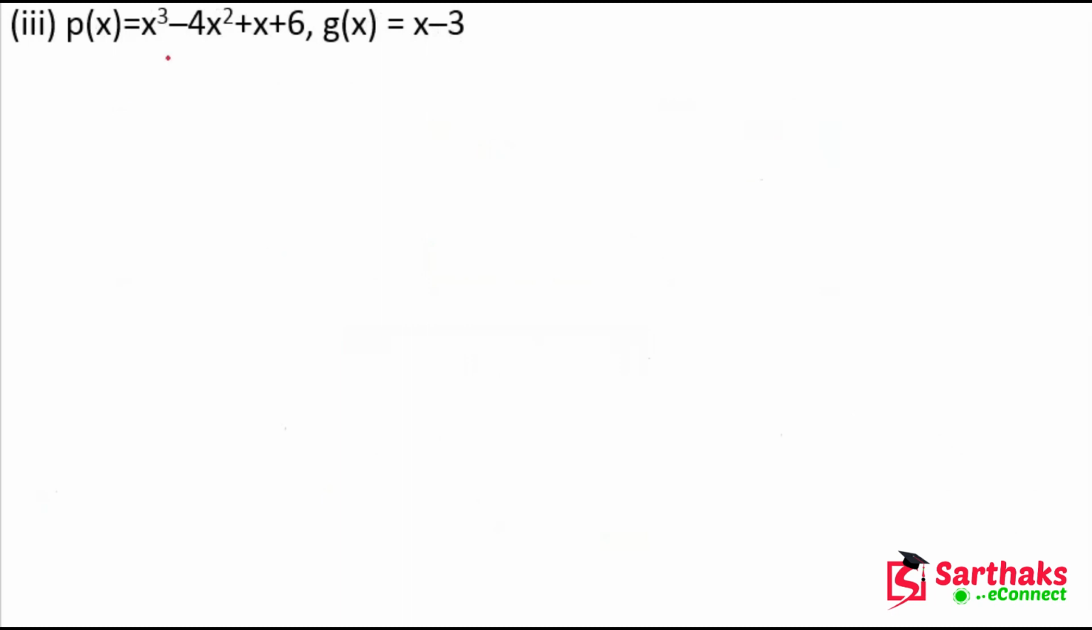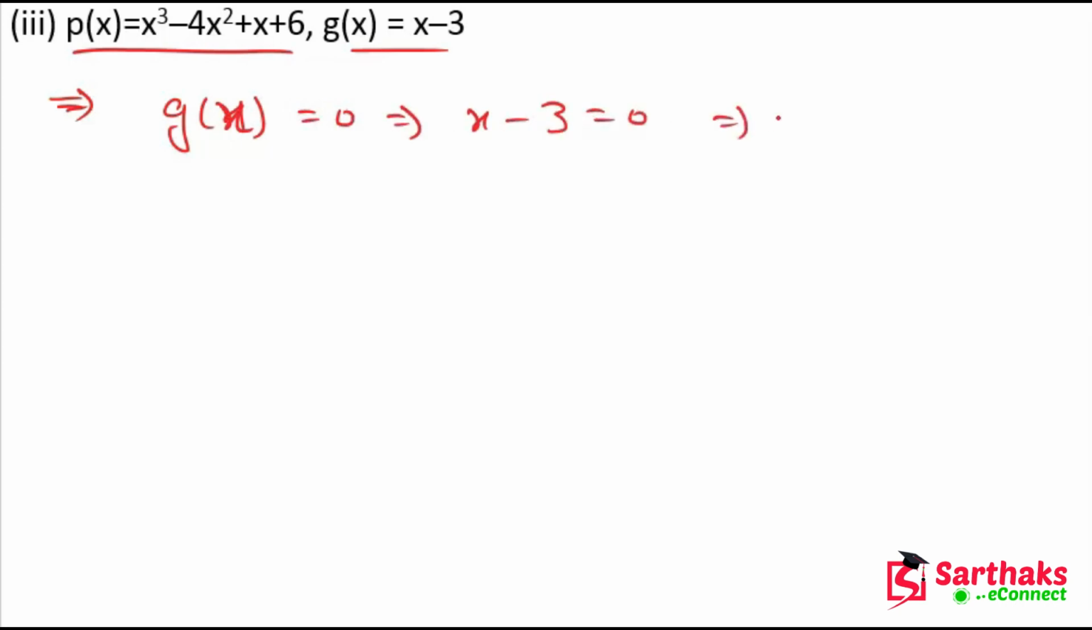So now, my dear friends, we have p of x equals x cube minus 4x square plus x plus 6, and g of x is x minus 3. For this, we have to set g of x equal to 0. So we get x minus 3 equals 0, so x equals 3. So this is the zero of g of x. I hope you get this point, my dear friends.